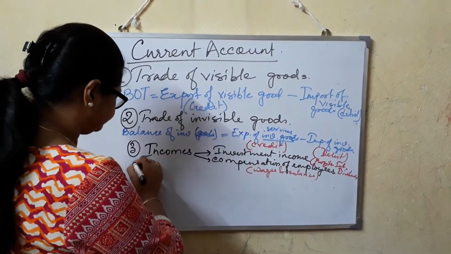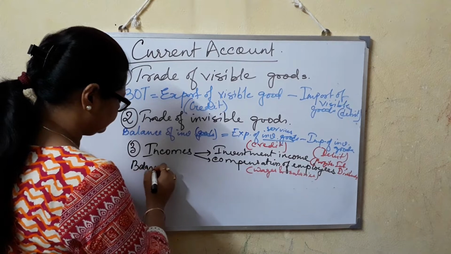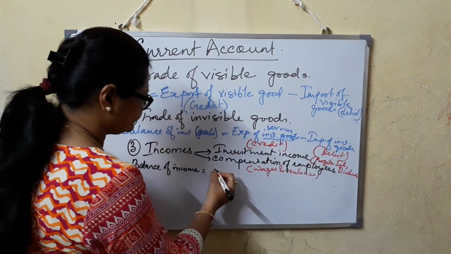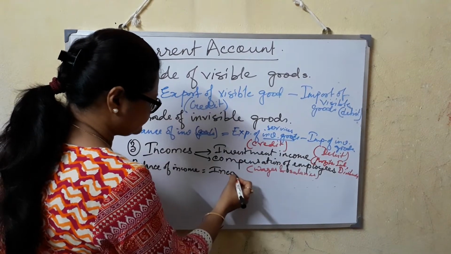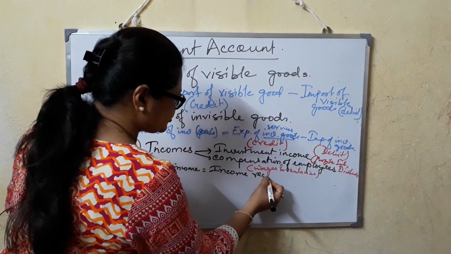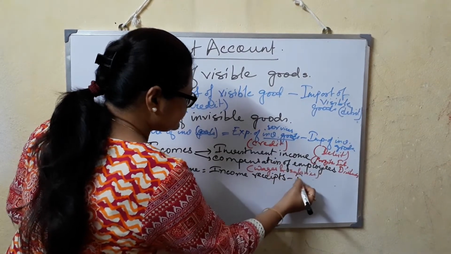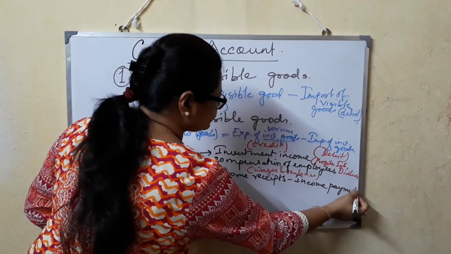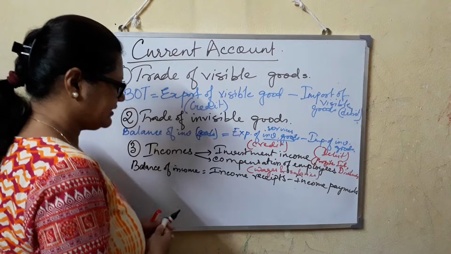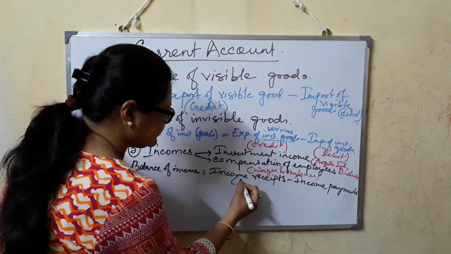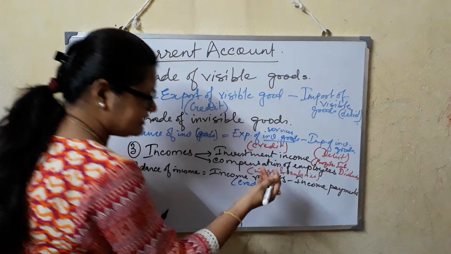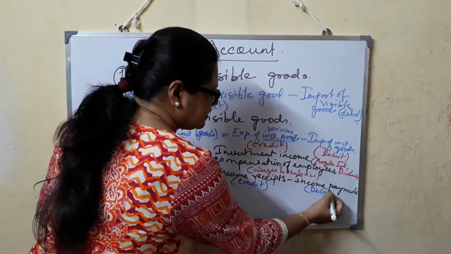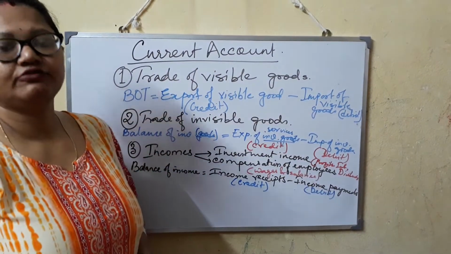Now, how do we find a balance in this? For income, balance of income, what do we see? Income receipts minus income payments. So in this case, income receipts are the credit side because we are getting the income from outside, this is the inflow, and income payments means we are giving out, it is the outflow.